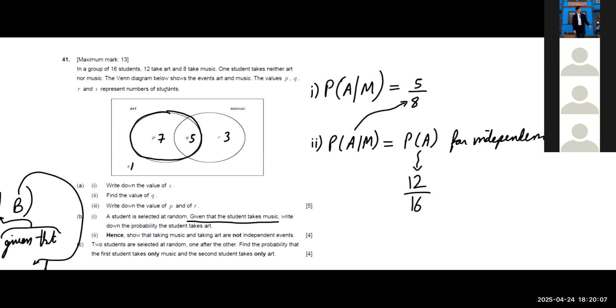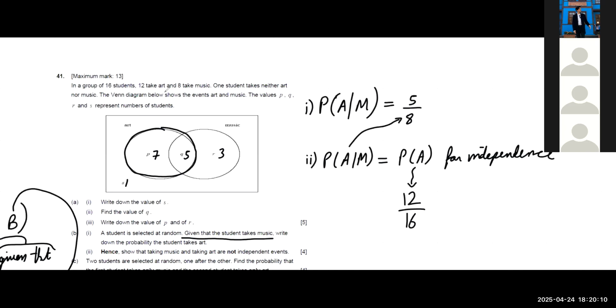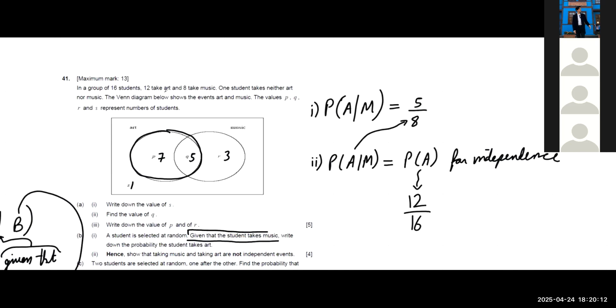Still doesn't make sense. Okay. So the sentence says, given that the person takes music. This essentially means that the person I've picked, I know for a fact this person takes music. What's the probability now that he also takes art? Okay. Do you understand the situation?